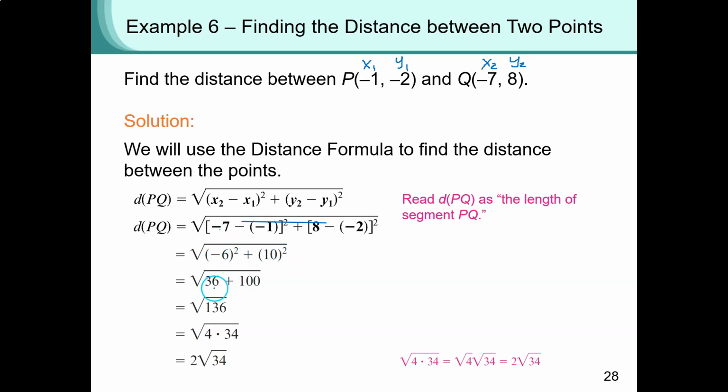-6 squared is 36, plus 100. Now you have the square root of 136. We split the 136 into 4 times 34. Why? Because 4 is the largest perfect square factor of 136. So when you split the 136 into 4 times 34, root 4 times root 34, I can change root 4 into the integer 2, but the 34 stays under the radical. So this is the distance of the 2 points, P and Q.